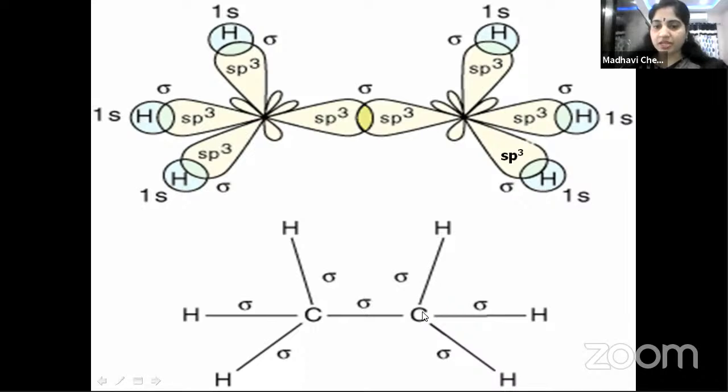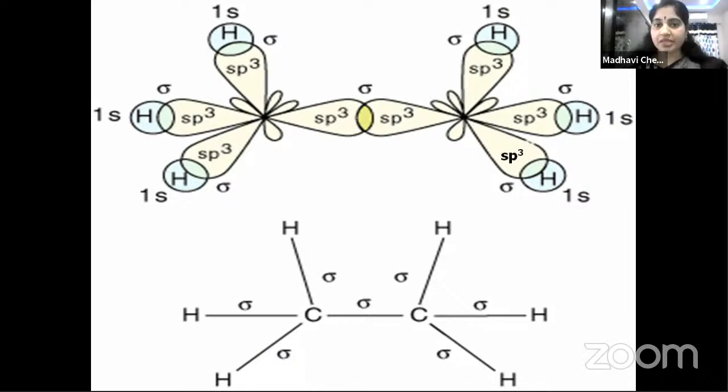So in total, how many sigma bonds are there? 1 CC sigma bond and 6 CH sigma bonds: 1, 2, 3, 4, 5, 6. So 1 CC sigma bond and 6 CH sigma bonds are present in the ethane molecule.